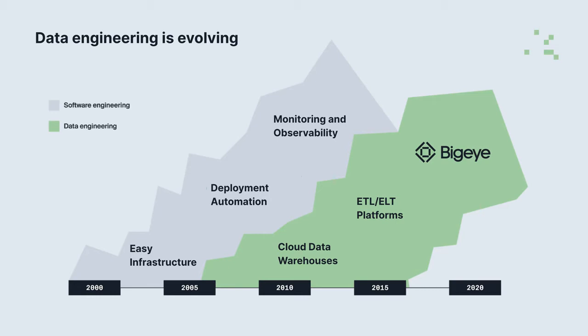And following the same pattern in software engineering, now that you have easy access to data, there's more data available and it's all in a central location that you want to use for some business purpose, you need to understand what is the state of your data at any point in time. Bigeye aims to solve the problem of monitoring observability, but for the contents of your data warehouses and your analytics solutions.